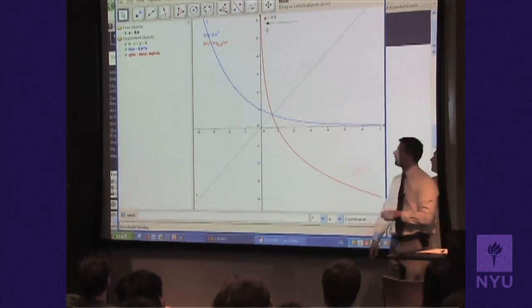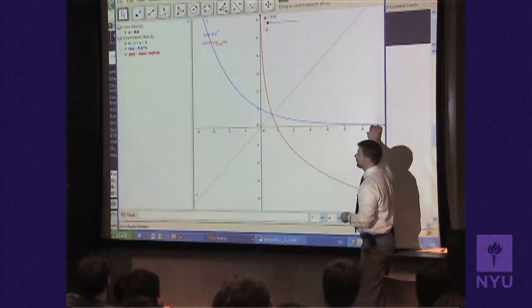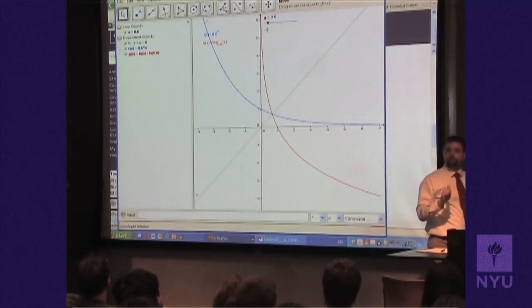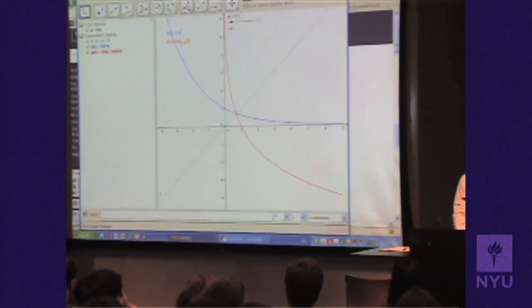Okay. So those are the graphs of the exponential functions. Remember, they are always positive. Questions about those? Like I said, lots more to come with exponentials.